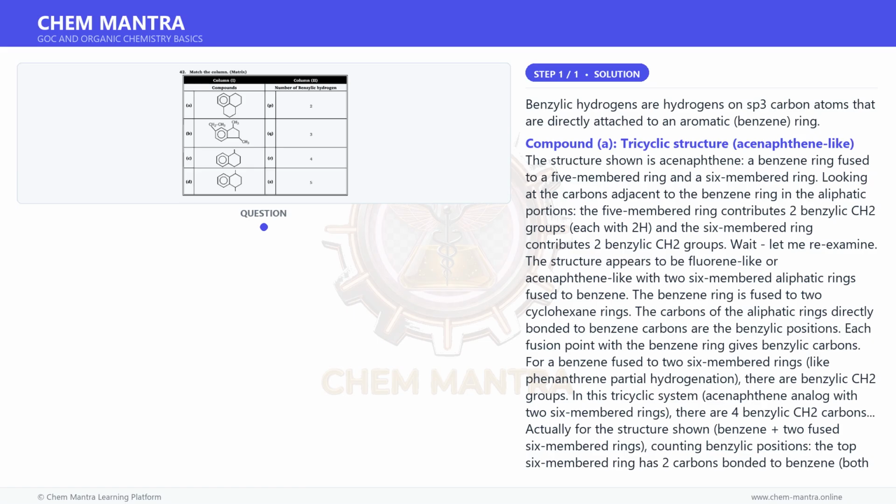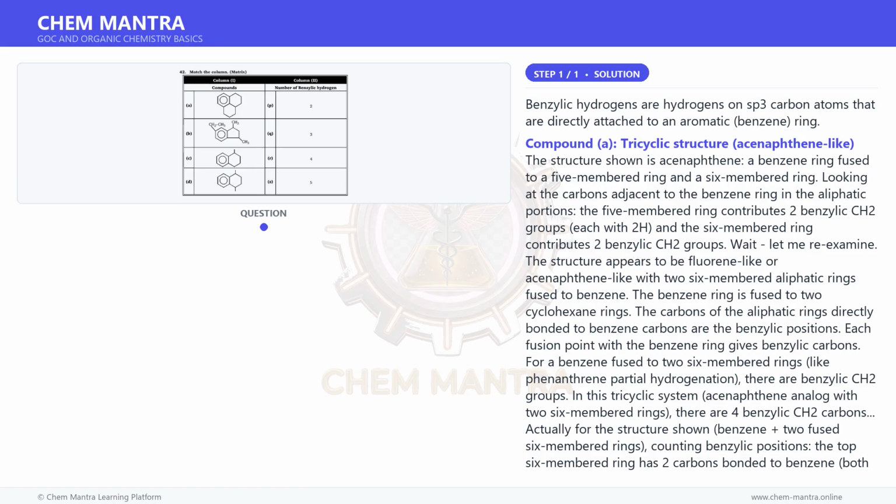Actually, for the structure shown, benzene plus 2 fused 6-membered rings, counting benzylic positions, the top 6-membered ring has 2 carbons bonded to benzene, both CH2, each with 2H, equal to 4H. The bottom 6-membered ring also has 2 carbons bonded to benzene, both CH2, equal to 4H, but some are shared. Net benzylic H count is equal to 5. This matches S equal to 5.